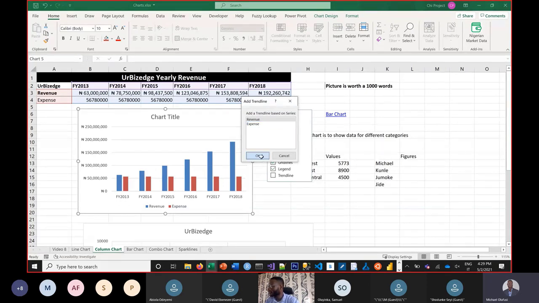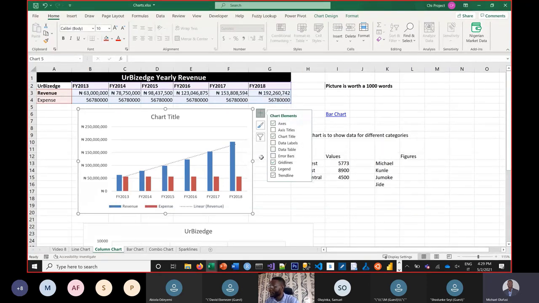Let's say I'm doing it for revenue. You see that because my data is over years, it's showing, okay, on average, this is how our revenue has been growing. It's already calculating the average growth for our revenue for me. So sometimes this can help you to show a meaningful trend in the data that you have done a bar chart for.